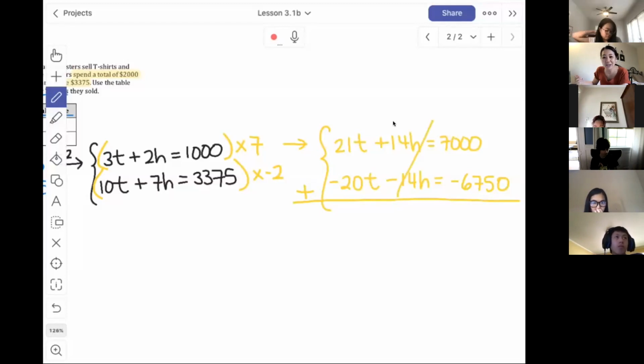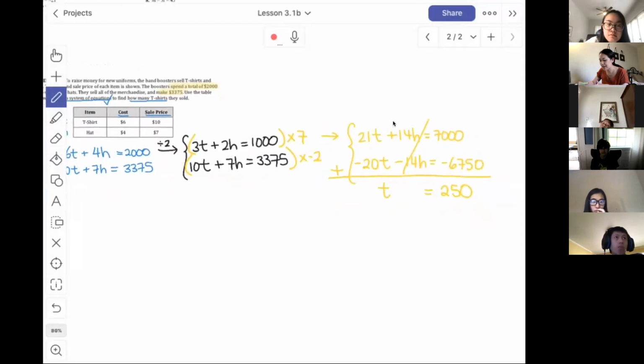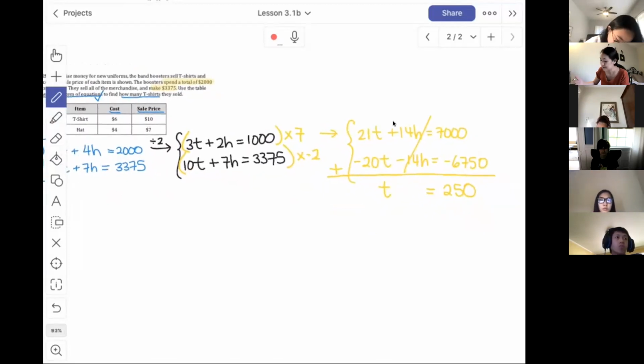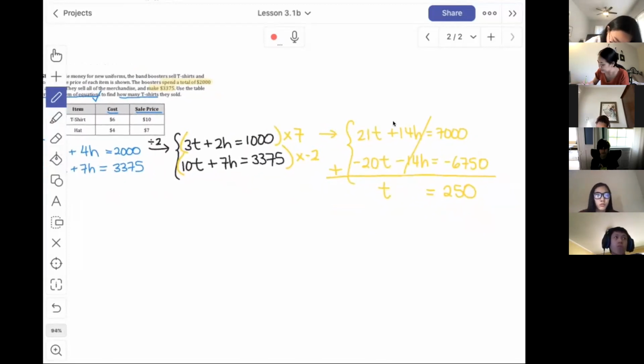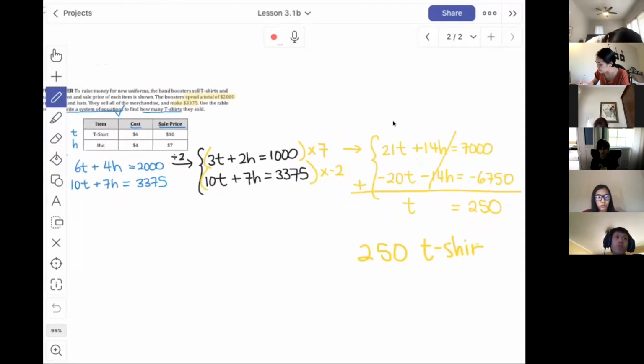All right, so adding those, I eliminate the h's. I get 1t, and I get 250. Now watch this, guys. If you go back and read the directions, it asks, how many T-shirts are sold? We solved for t, so 250 T-shirts. Do I need to plug it in to find h? No, because they don't ask us how many hats. They ask us how many T-shirts. So I'm done.